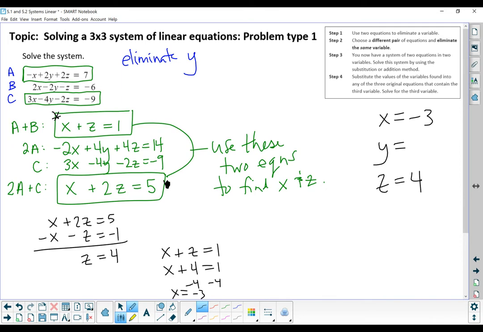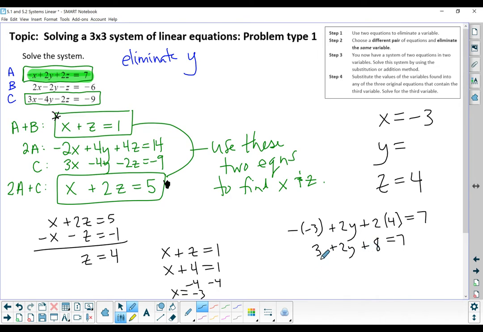And then to find the last variable, you have to go back to one of your original equations. I'm going to use that very top equation right there. So if I substitute in my -3 for x plus 2y, and I don't know y, so the y is still going to stay there for now. And then I'll substitute 4 for z. That's equal to 7. So -3 is +3 plus 2y plus 8 equals 7.